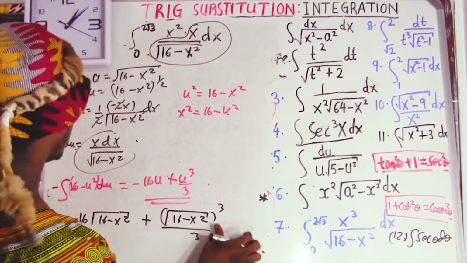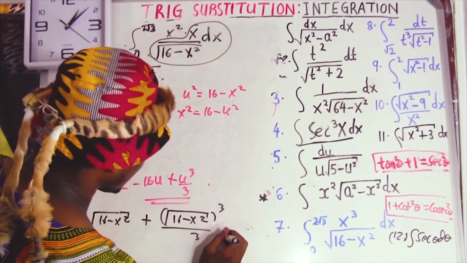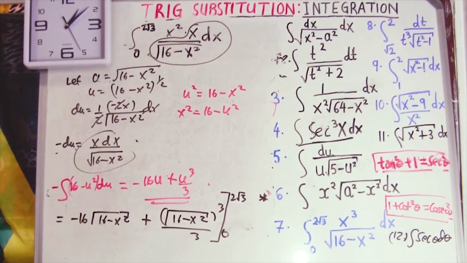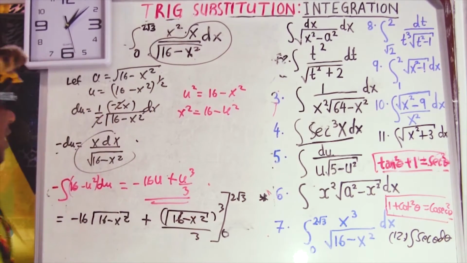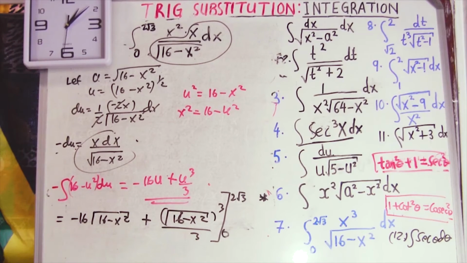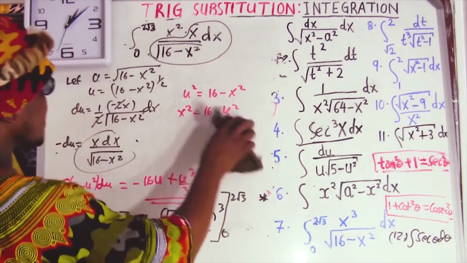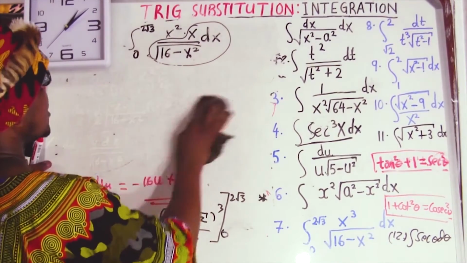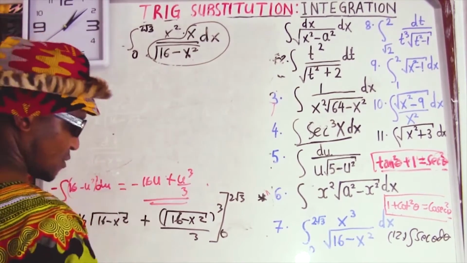Now they give us a limit. What is the limit? From 0 to square root of 3. So the question is finished, but I just have to substitute: upper limit minus lower limit, always. Substitute upper limit minus lower limit. And that's going to be the end of the question if you do it by substitution.